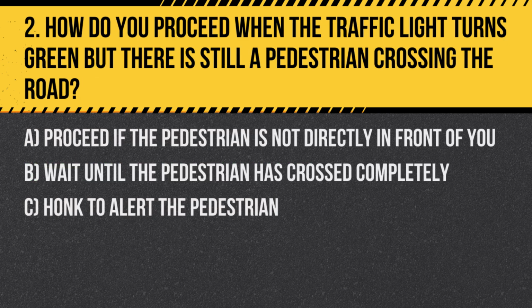Question 2. How do you proceed when the traffic light turns green, but there is still a pedestrian crossing the road? A. Proceed if the pedestrian is not directly in front of you. B. Wait until the pedestrian has crossed completely. C. Honk to alert the pedestrian. Answer. B. Wait until the pedestrian has crossed completely.